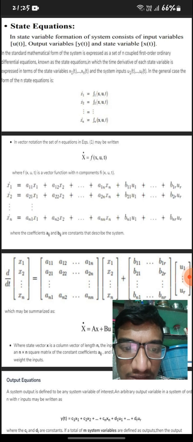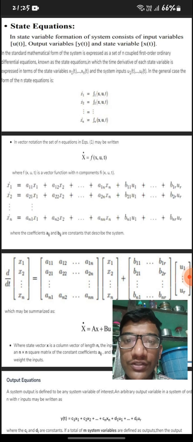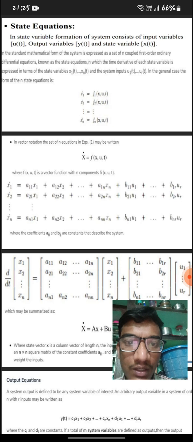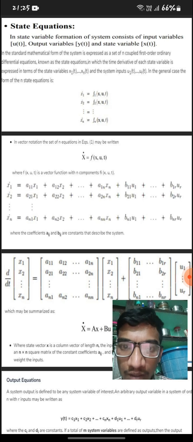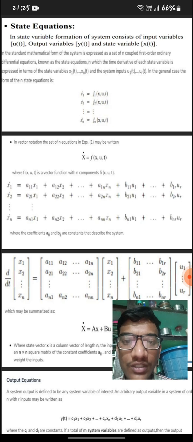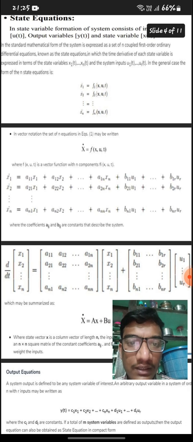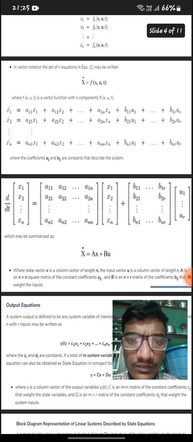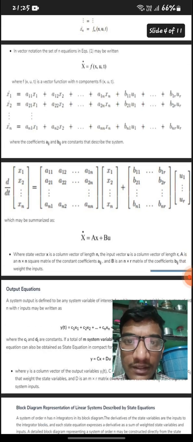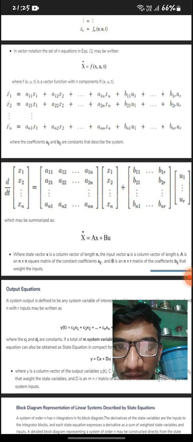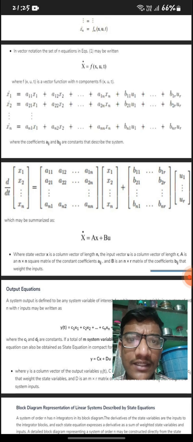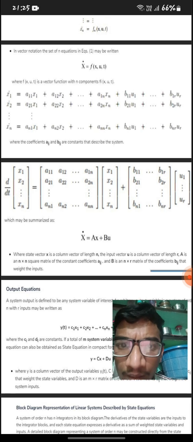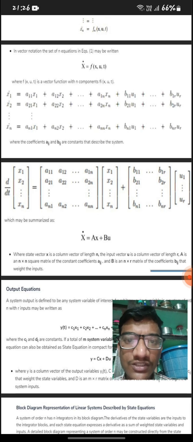Here x1 dot equals a11 x1 plus a12 x2 and so on plus a1n xn plus b11 u1 and so on plus b1r ur. x2 dot equals a21 x1 plus a22 x2 and so on plus a2n xn plus b21 u1 and so on plus b2r ur, and so on. xn dot equals an1 x1 plus an2 x2 and so on plus ann xn plus bn1 u1 and so on plus bnr ur, where the coefficients aij and bij are constants that describe the system.